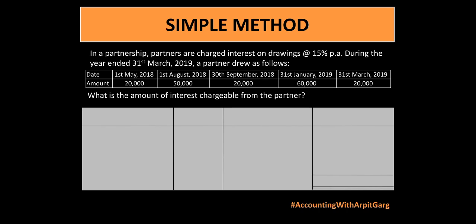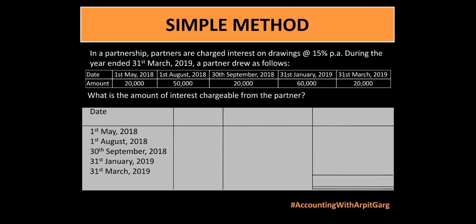Done? Let's begin. In a partnership, partners are charged interest on drawing at the rate of 15% per annum. During the year ended 31st March 2019, a partner drew as follows. Dates are given to us, amounts are given to us. What is the amount of interest chargeable from the partner? Let's calculate. First, dates are given, so I will write here dates and then my amounts.